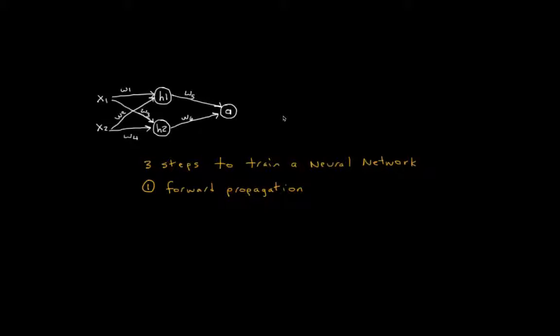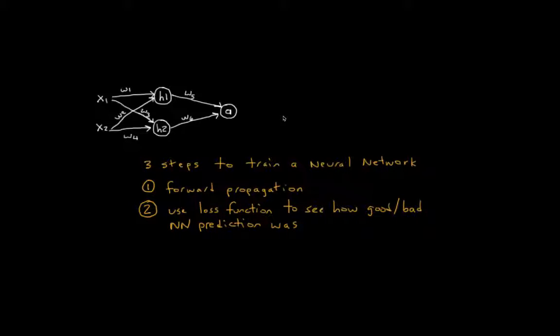The second step of training involves using a loss or error function to determine whether the output or the prediction of the neural network is a good one. The value the neural network outputs is compared with a target value. And the target value is the true value that the neural network should have output for a given training example. The loss function gives a number, which is the amount of error that the neural network's guess has.